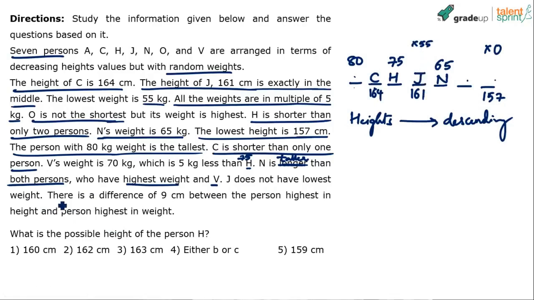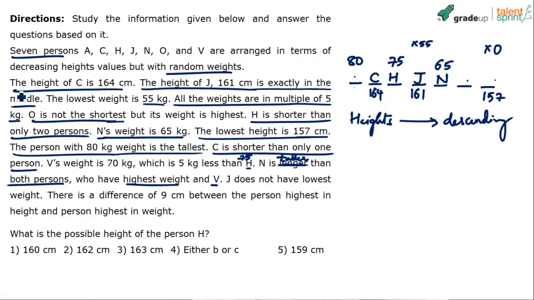Next point, there is a difference of 9 centimeters between the person highest in height and the person highest in weight. Now the person highest in height is this one. The person highest in weight is not known to us. So basically, in the first reading of all the statements, we have got so much data. Now let's do the remaining part.